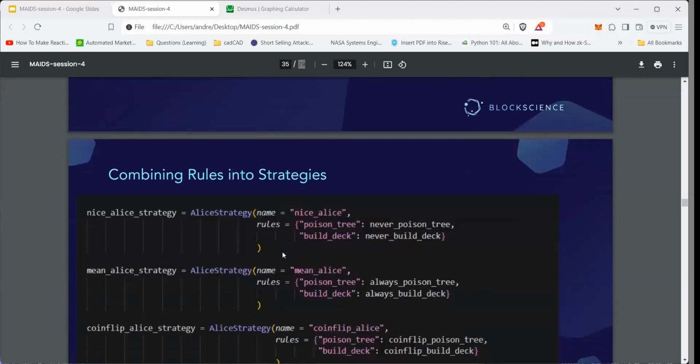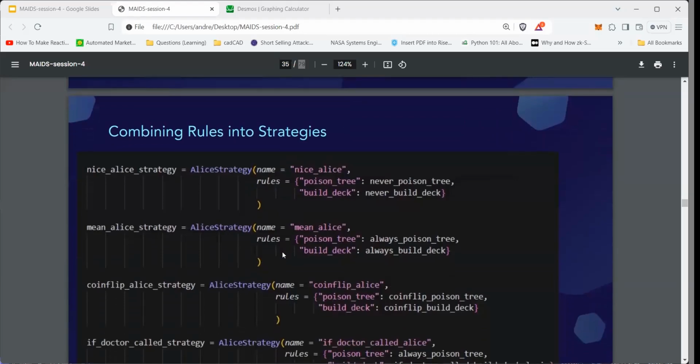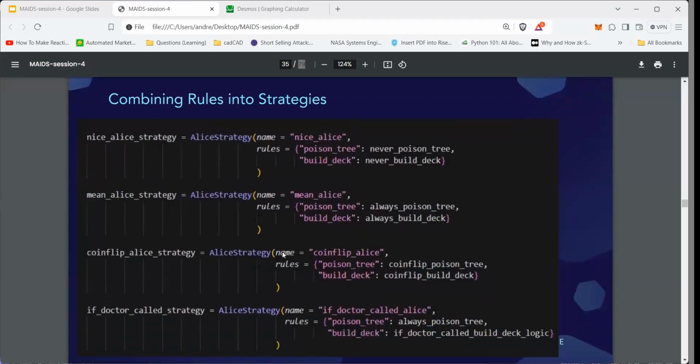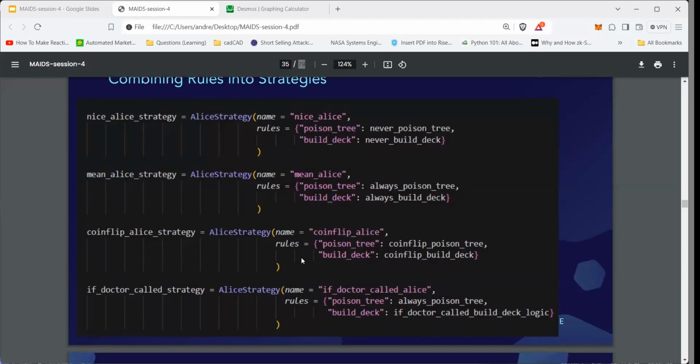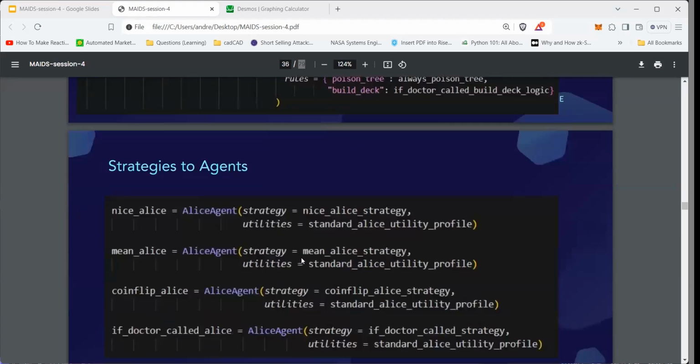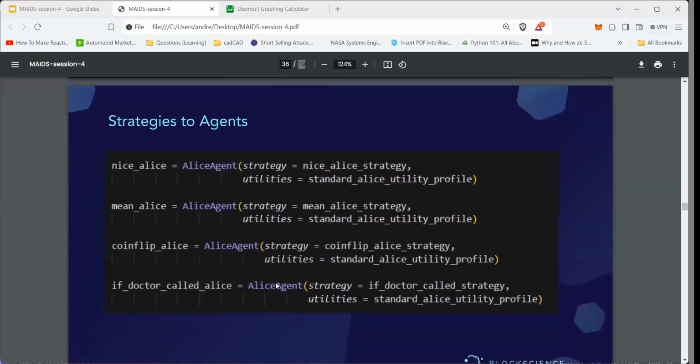So then we combine different rules into different strategies. Here I have 4 different strategies that could be applied to Alice. The nice one, where we never do anything. The mean one, where we are as aggressive as possible and always poison the tree and build the deck. The random one, and then the one where we poison the tree, but we wait to see if the doctor was called, because we don't want to invest the money to build the deck if we don't think the tree got sick.